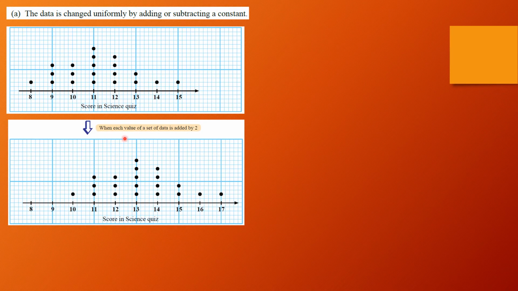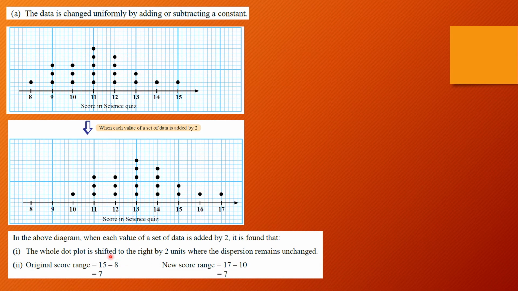When each value of a set of data is added by 2, that means the pupil who got score 8, we add 2 to the score. So 8 plus 2 becomes 10. 9 becomes 11. 10 becomes 12. 11 becomes 13 and so on. So the range from just now, 8 to 15, now changes to 10 to 17.